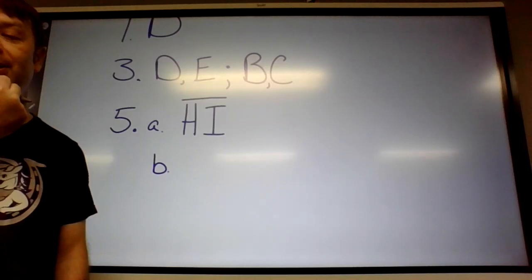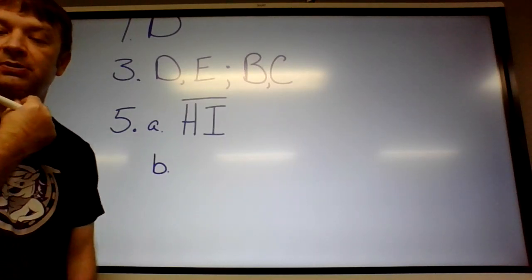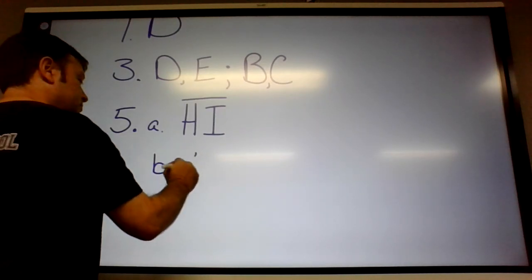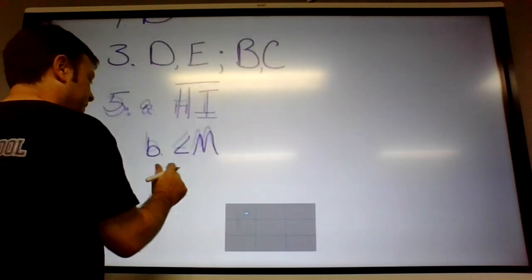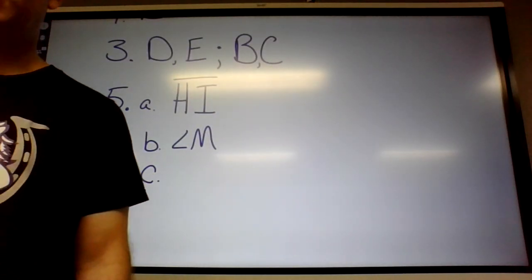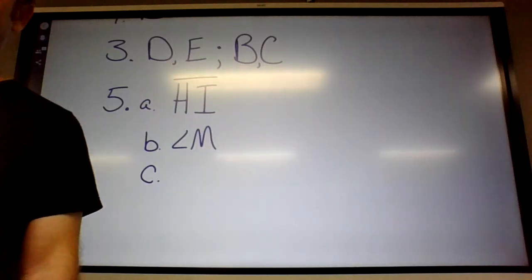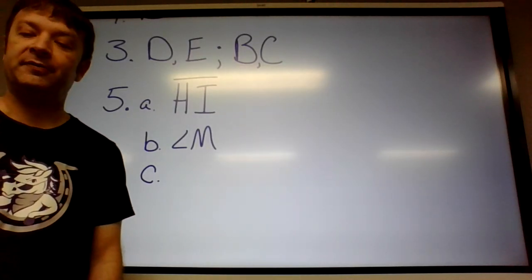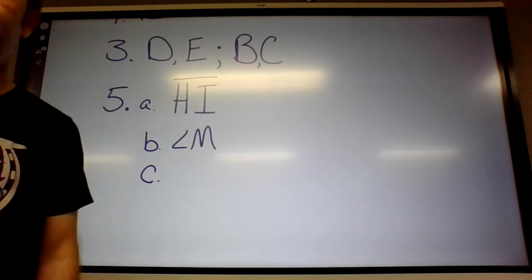B, angle I is congruent to what? Angle M? You got to kind of find it in the picture. I guess it takes a little while. C, segment GJ. GJ is on the bottom of the left. That matches KN.